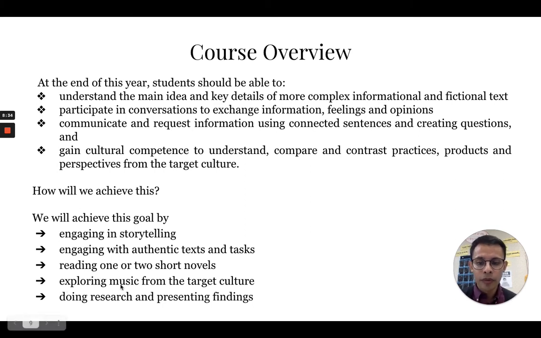We're going to explore music from the entire culture and explore the singers, the authors, and the lyrics, and how that relates to the Spanish-speaking world, and how relevant they are. Students also may engage in doing research and presenting findings of some projects, current events, or things that are happening that impact the Spanish-speaking world, and also students' community.